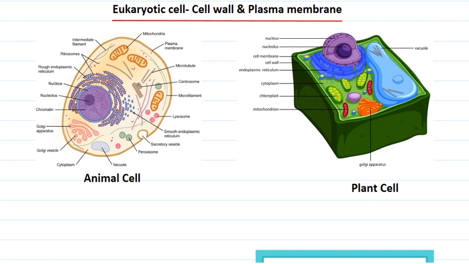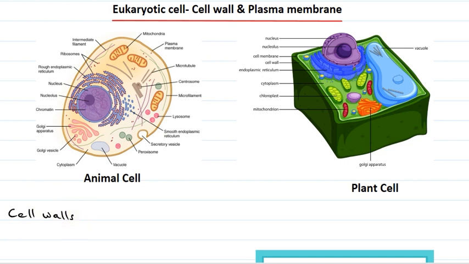The topic for today's video is the eukaryotic cell, the cell wall and plasma membrane present in them. We already know that eukaryotic cells are those cells that have a true nucleus surrounded by a nuclear membrane, and eukaryotic cells also have all the cellular organelles present in them, unlike the prokaryotic cells. Today first we will understand the cell wall that is present in the eukaryotic cell.